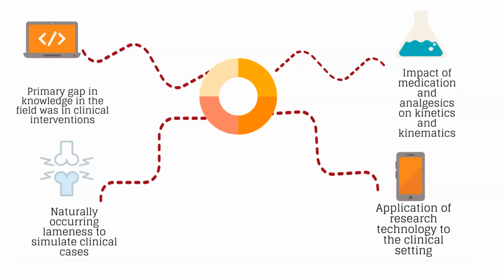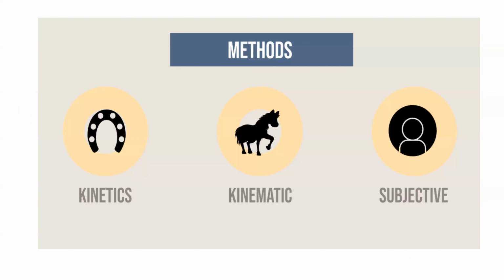For objective gait analysis, the primary gap in knowledge in the field was in clinical interventions. This includes the impact of medication and analgesics on kinetics and kinematics. In my study, a population of horses with naturally occurring lameness was used to simulate clinical cases. This was done in order to apply the research technology to the clinical setting in the future.